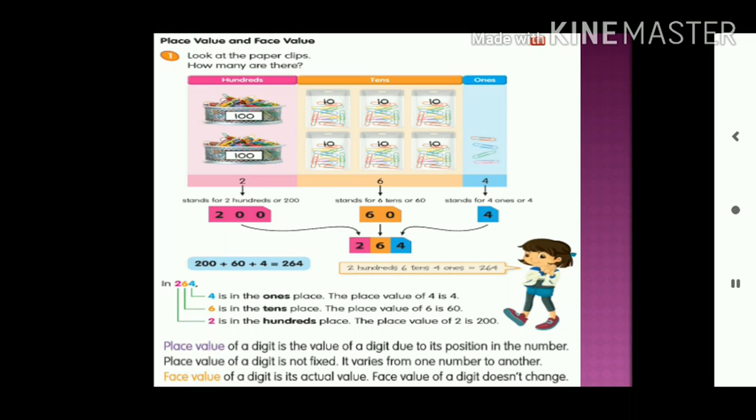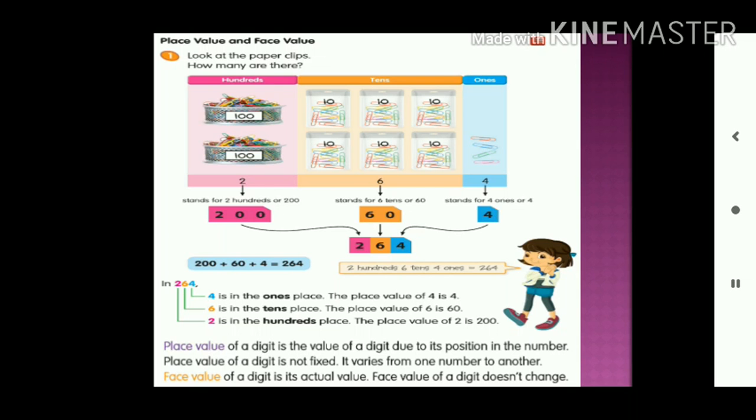So what is actually place value and face value? Let us see. In the number 264, 4 is in the ones place, isn't it? So the place value of 4 is 4. Now 6 is in the tens place. So the place value of 6 is 60. Now 2 is in the hundreds place. The place value of 2 is 200.